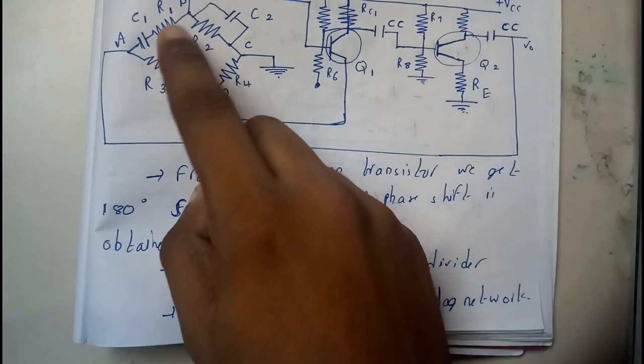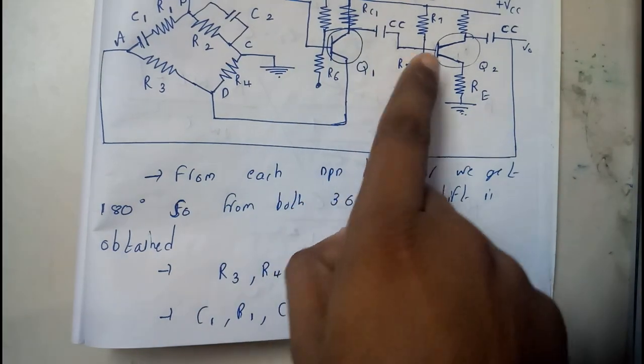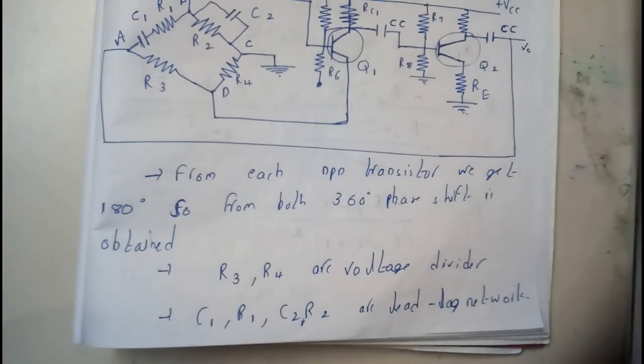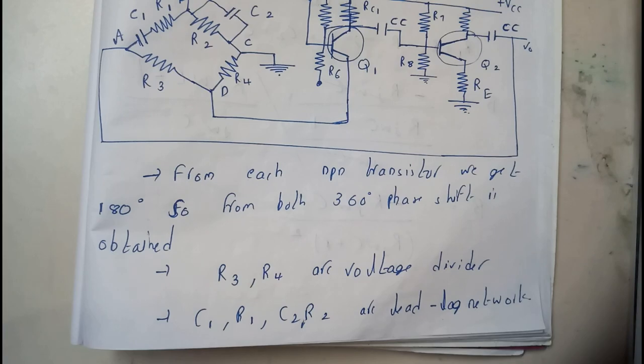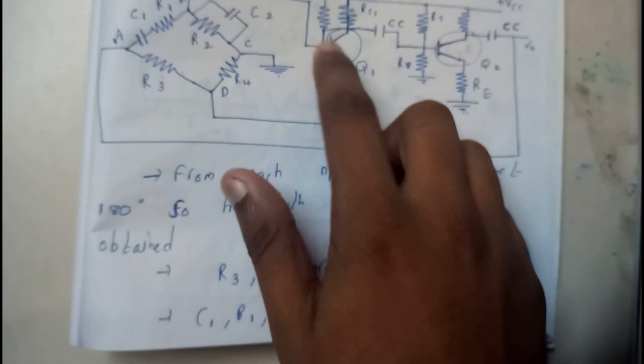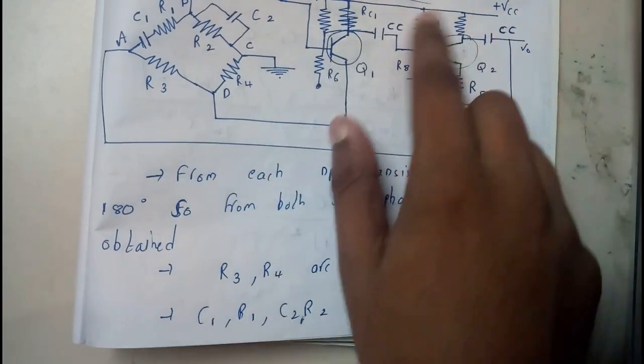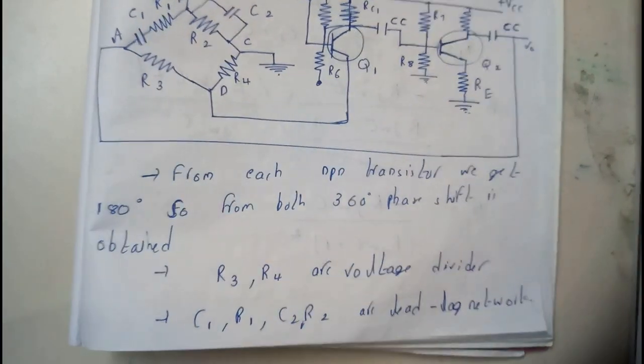So we have almost 4, 5, 6, 7, 8, 9, 10, 11 resistors in this diagram. For each amplifier, we have 3 and 4 resistors. We can remember this really easily.